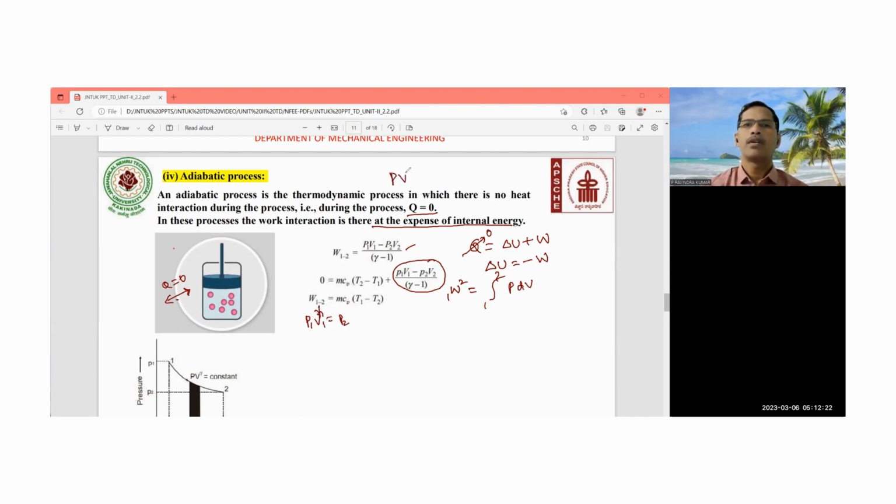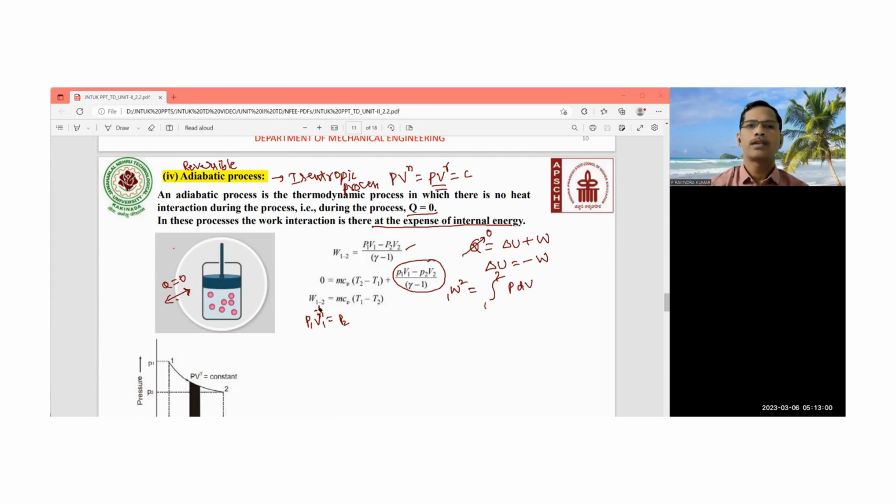It is a polytropic process, PV to the power of n. So for a reversible adiabatic process, gamma is equal to constant, right? This is the reversible adiabatic process. You can call it a reversible adiabatic process, or you can call it an isentropic process. So that is PV to the power of gamma is equal to constant.